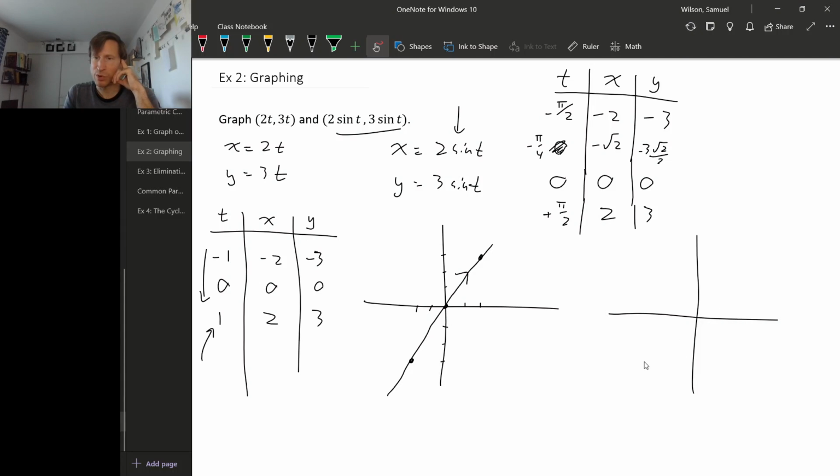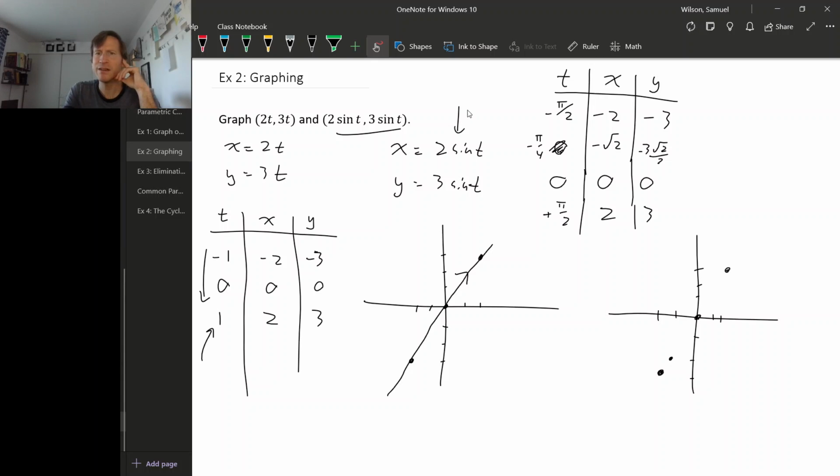So for these points, we get -2 in the x direction, -3 in the y direction here, and then -√2, so that's about 1.4, and then -3√2/2, that's about 2.1 or something, so somewhere in here, and then 0, and then 2, 3, so up here.